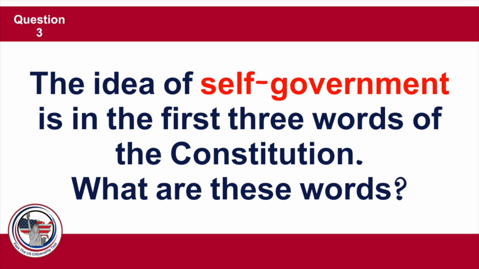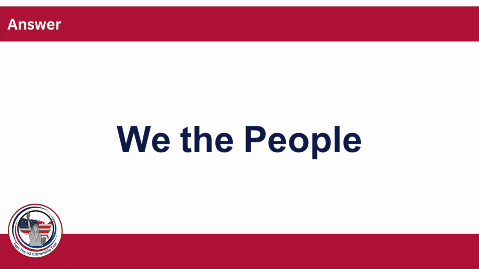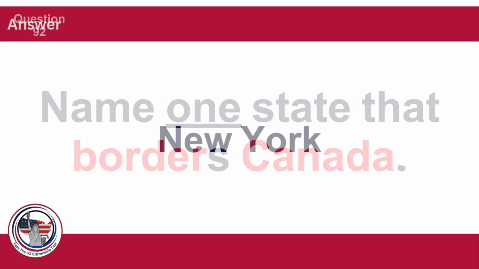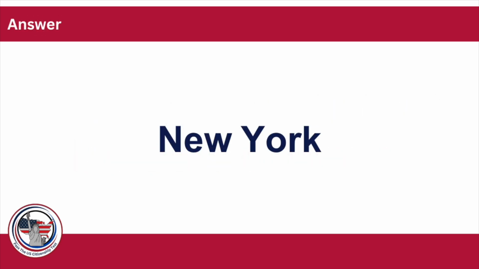The idea of self-government is in the first 3 words of the Constitution. What are these words? We the people. Name one state that borders Canada. New York.